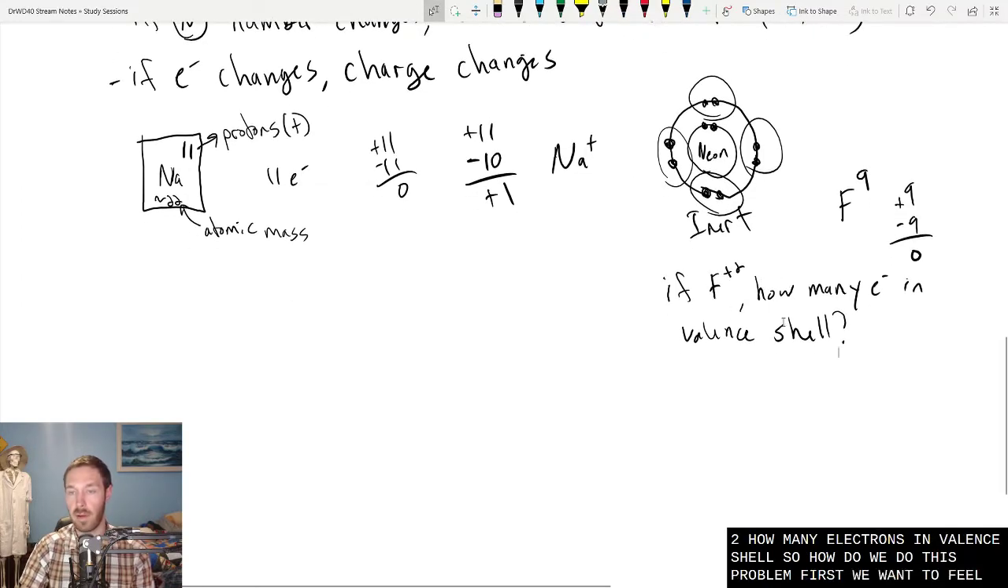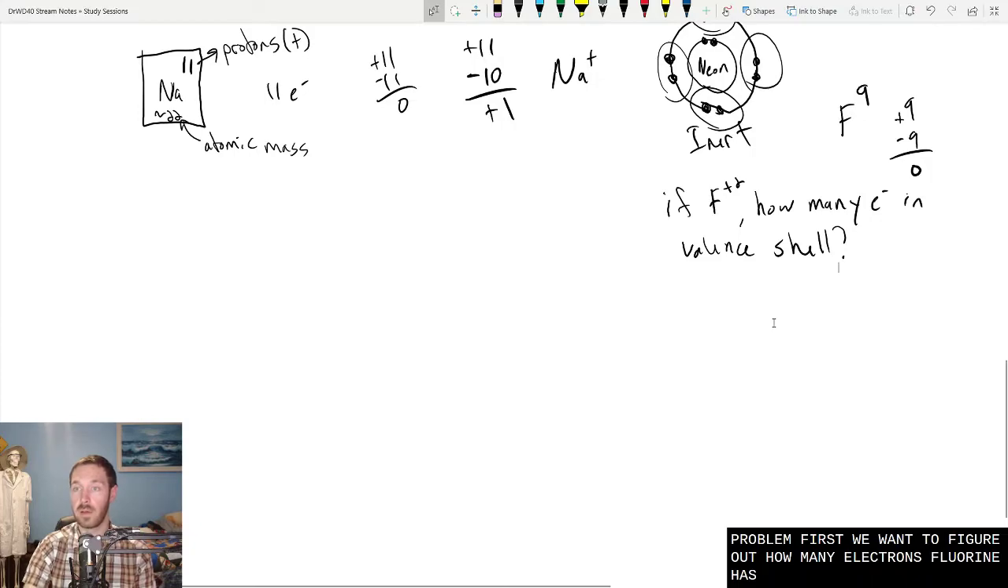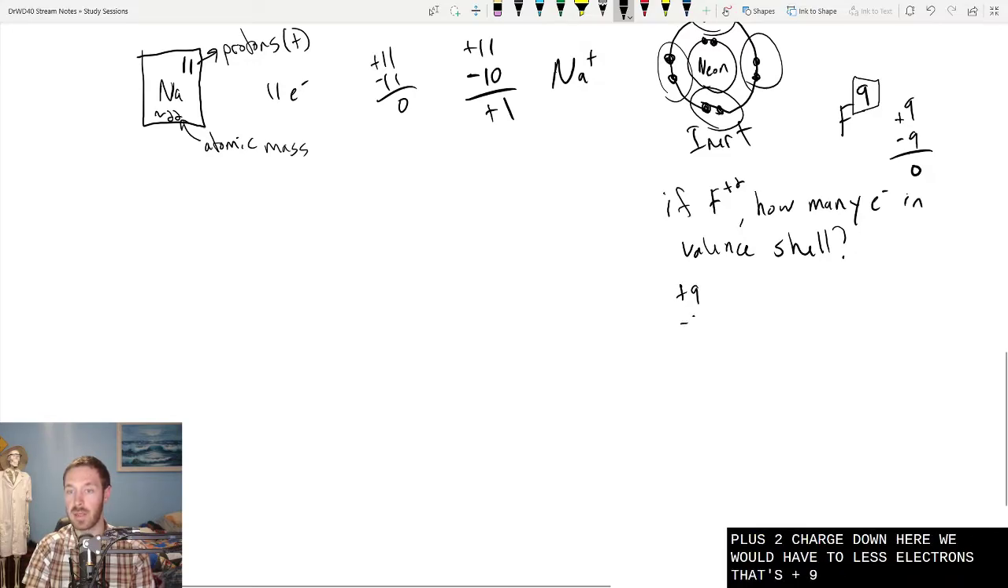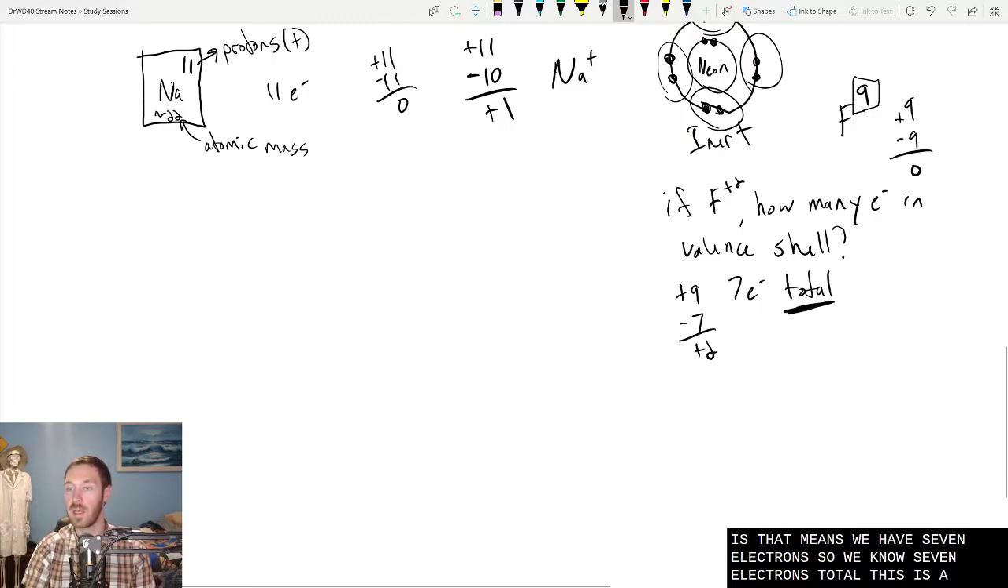So how do we do this problem? First, we want to figure out how many electrons fluorine has. So if we know that fluorine has an atomic number or a proton number of 9, we can use that. So to get to a plus 2 charge down here, we would have 2 fewer electrons. So that's plus 9 minus 7 gives a plus 2. So that means we have 7 electrons. So we know 7 electrons total. This is the key, that's 7 electrons total.